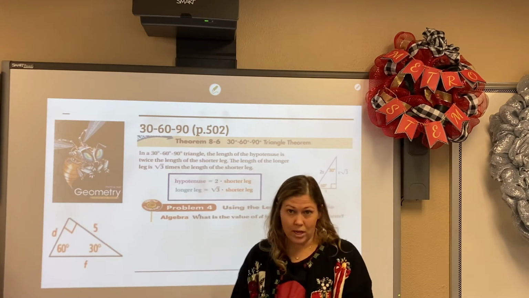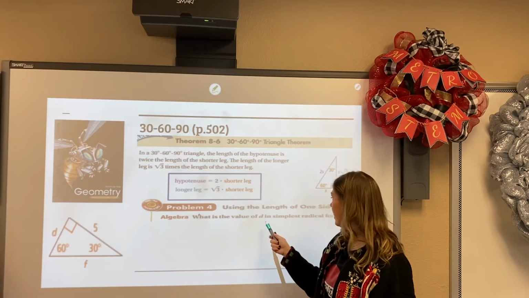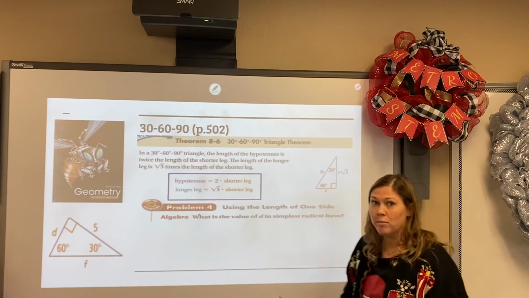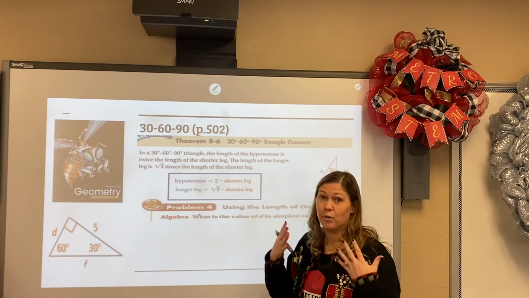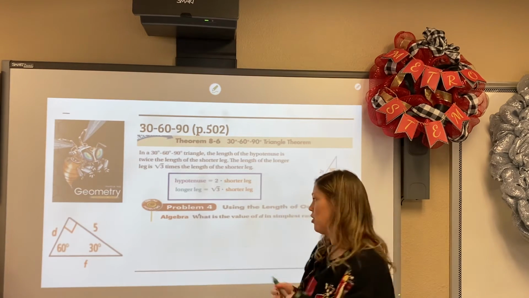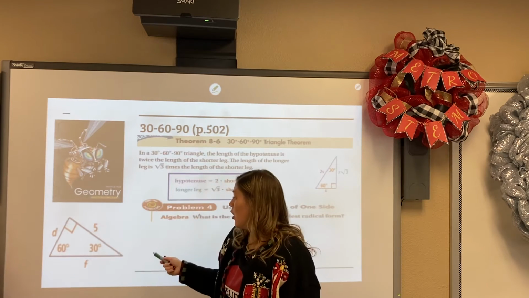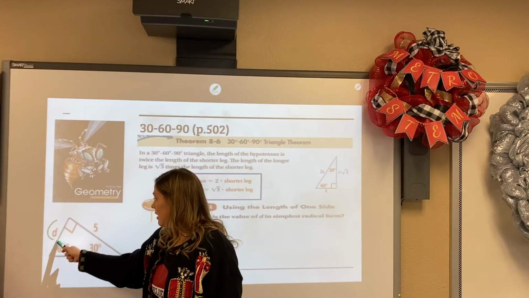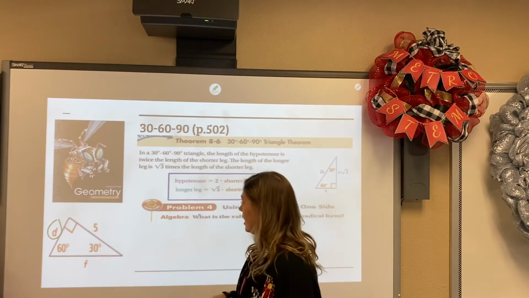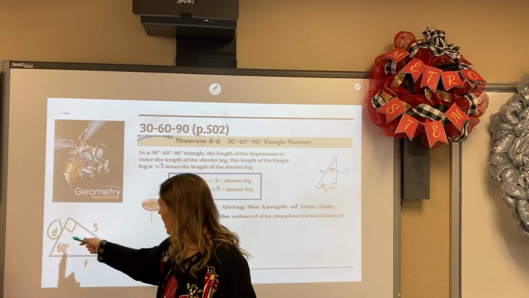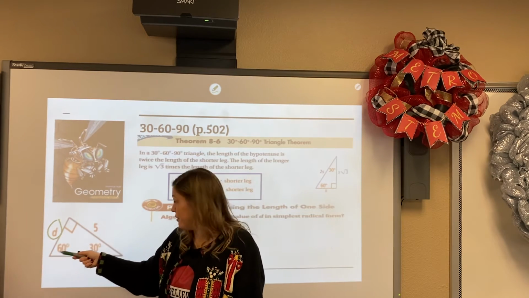So let's work out a problem. It says, what is the value of D in simplest radical form? Simplest radical form means you can't have a radical in the denominator. Just keep that in your mind. So we have this triangle right here. We are looking for D, and on the next slide, we're going to be looking for F. But currently, we're just looking for D. D is the side that's across from 30 degrees, which is what we need to always find first.